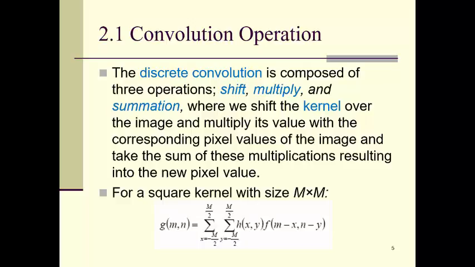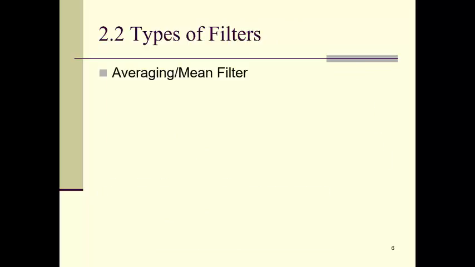So in all of the cases, the kernel that we are using in the spatial domain is square. It is m by m, and m, in all of the cases, is an odd value. Either 3 by 3, 5 by 5, 7 by 7, and so on. Do you have any questions here?